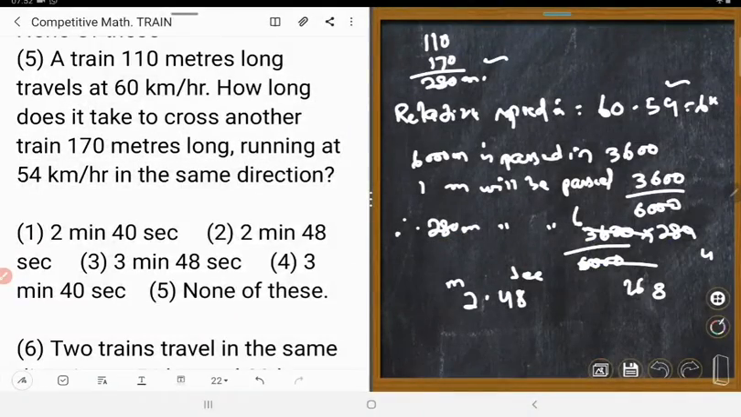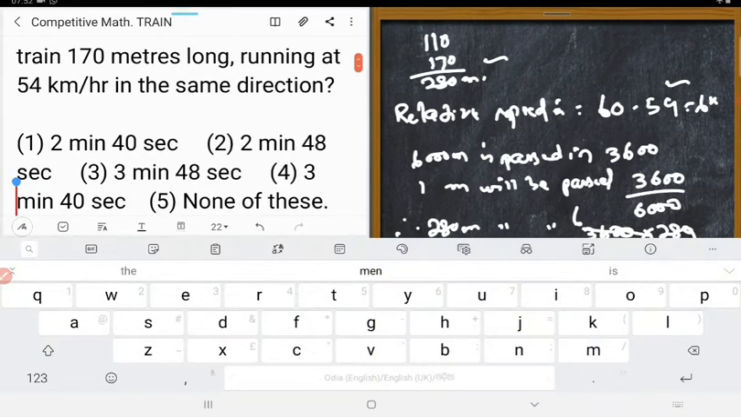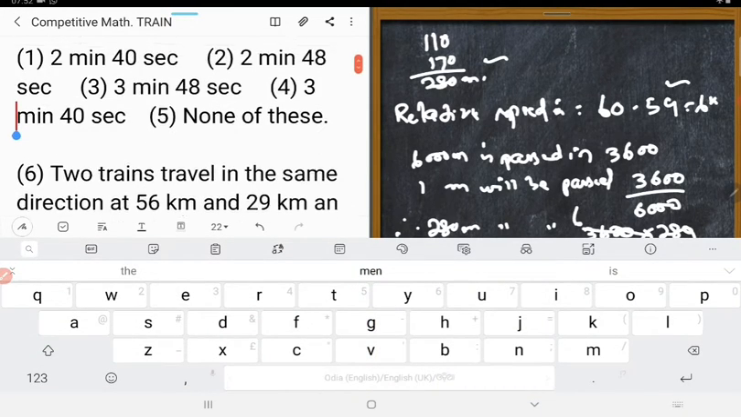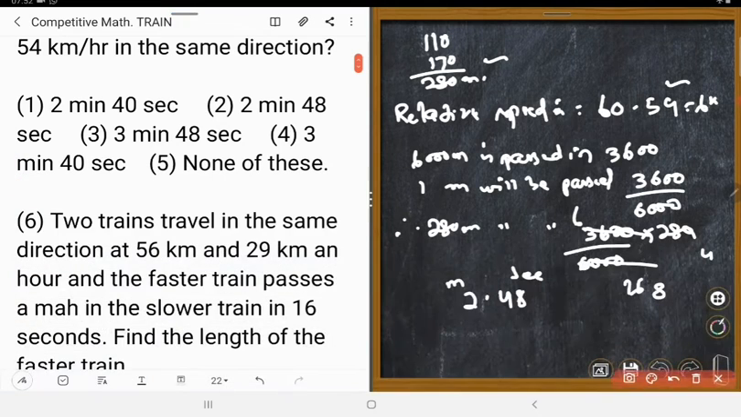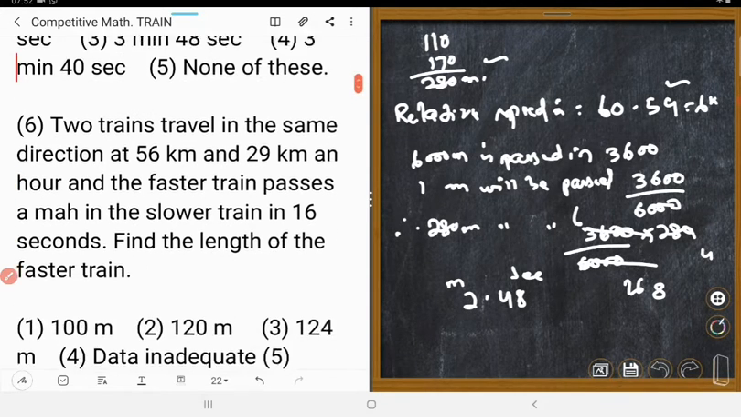Which is correct? Tell me. Number 2 is correct. Is it given? Yes. Are you sure? Yes. Okay, let's move to the next point.